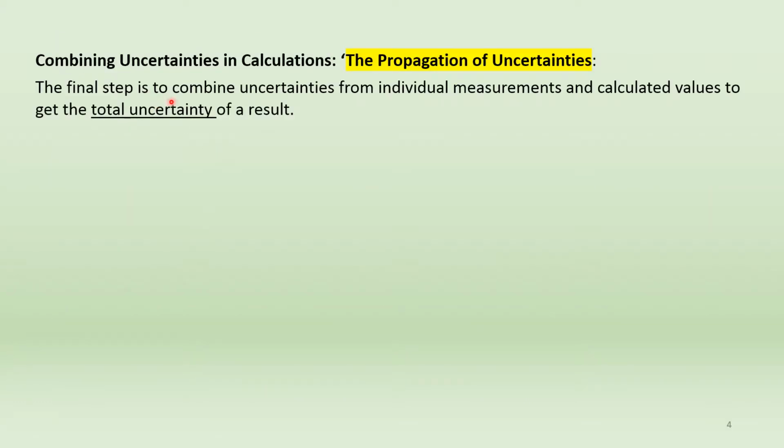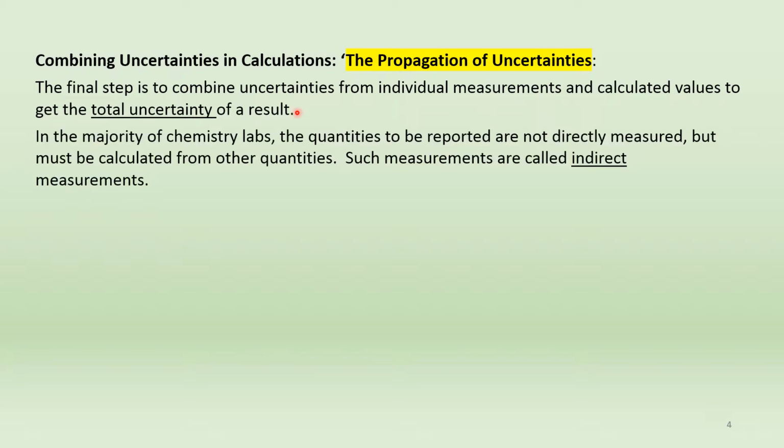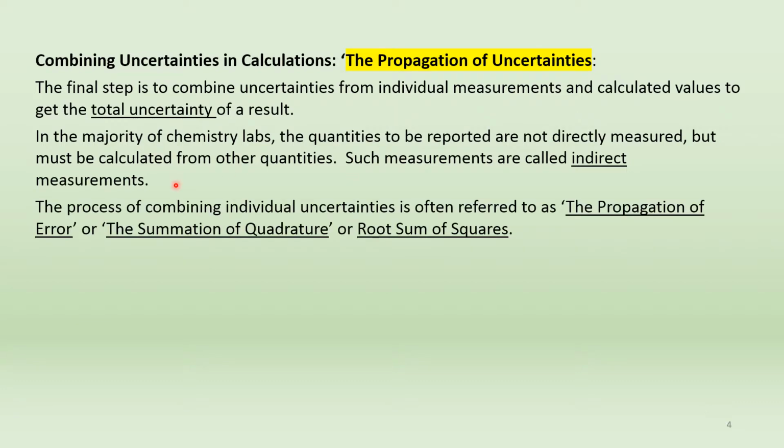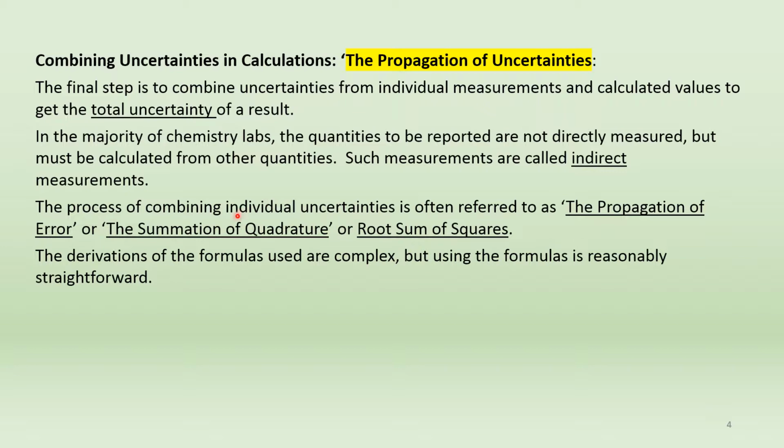So our first step is to combine uncertainties from individual measurements and calculated values to get the total uncertainty of a result. Now, in the majority of chem labs, the quantities that we will be reporting are not directly measured, but they must be calculated from other quantities, and such measurements are called indirect measurements. And the process of combining these individual uncertainties is often referred to as the propagation of error, sometimes called the summation of quadrature, and even the root sum of squares. Now, the derivations of the formulas used are complex, but the formulas themselves are reasonably straightforward.